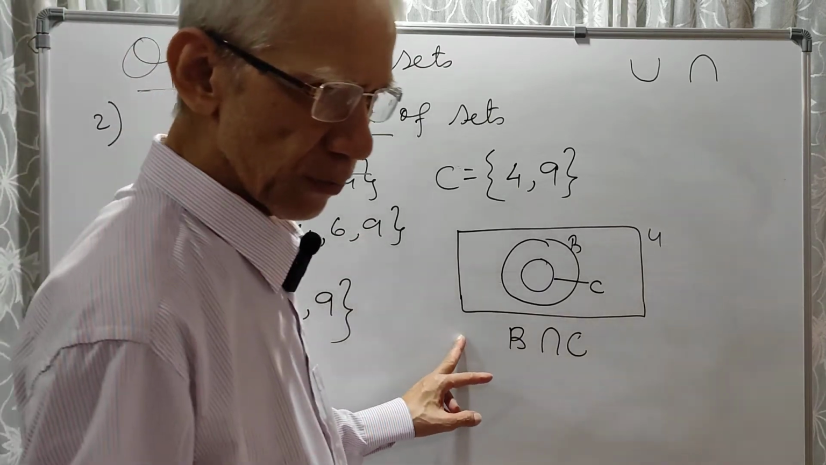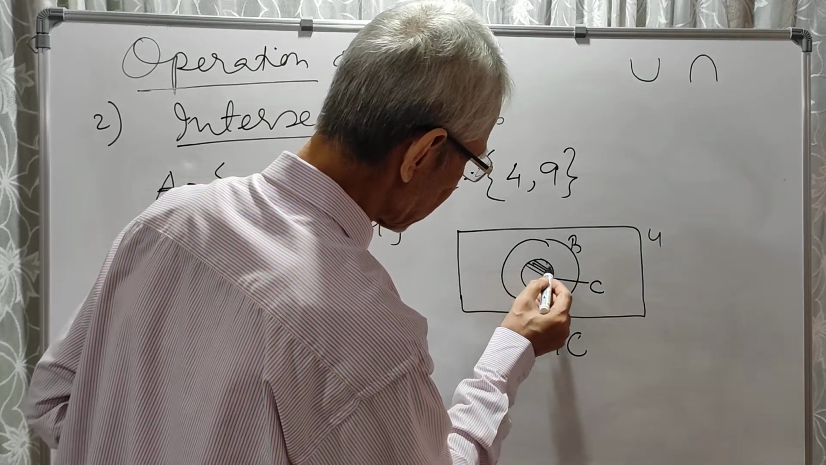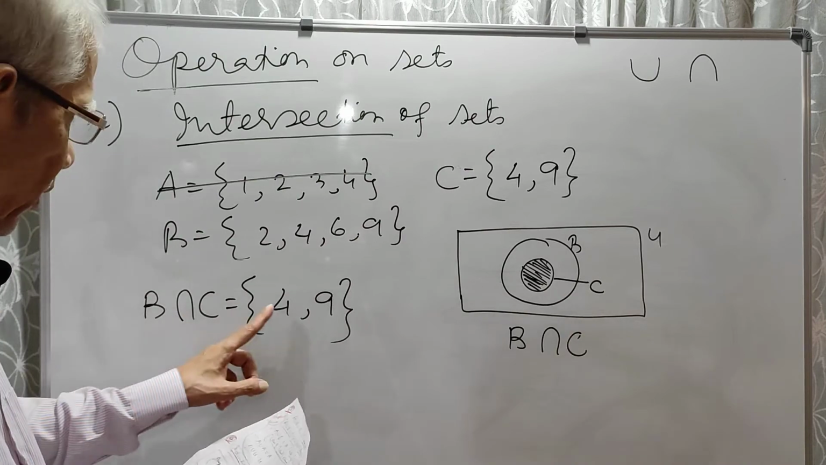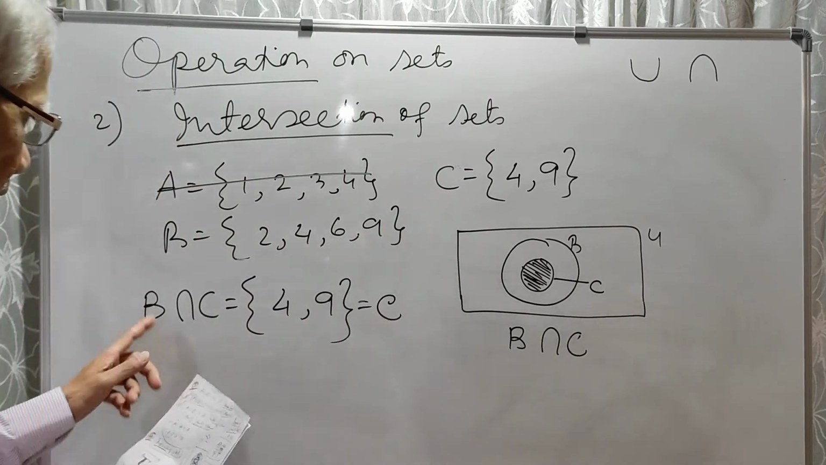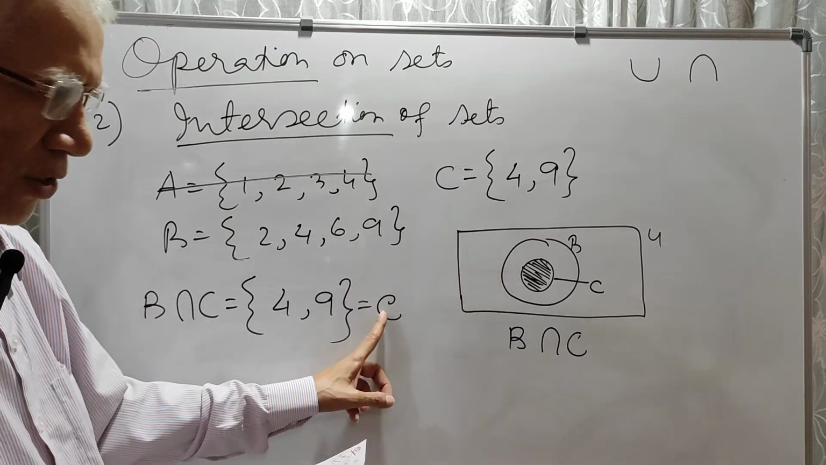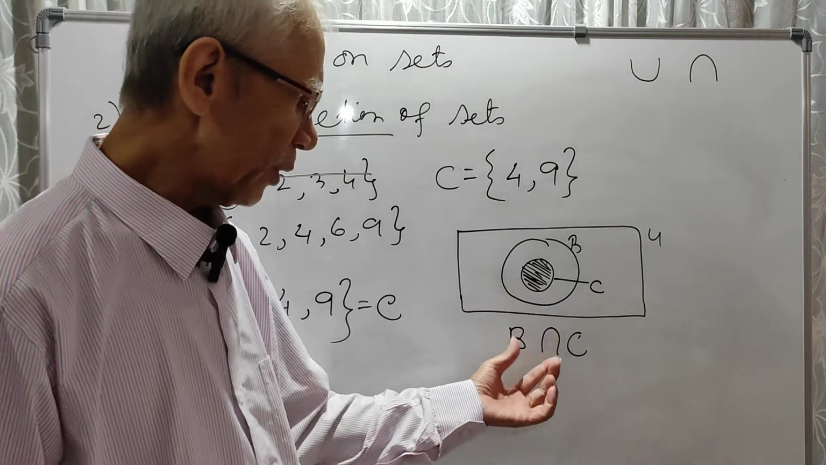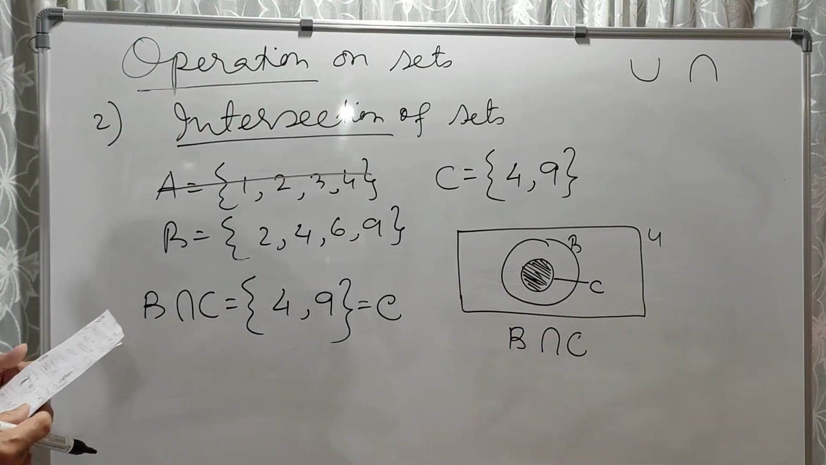So suppose you have been asked to show by shading, then you will shade this part. B intersection C is 4, 9. Now 4, 9 is C only. So this C you will shade. Suppose the question is, show B intersection C by shading. So this is the shaded part. All right.